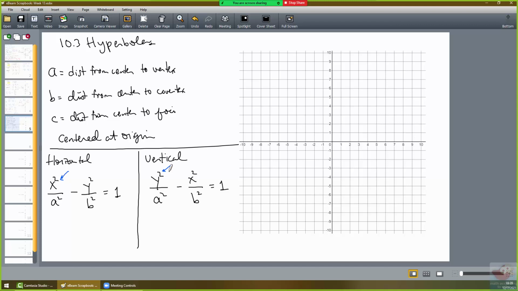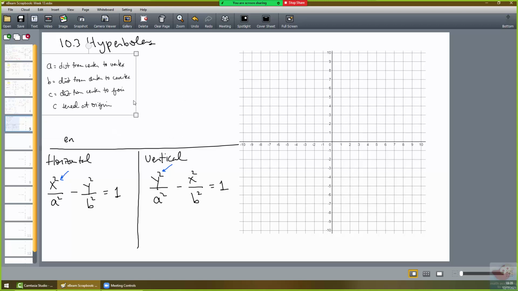Now, as far as what a hyperbola looks like, we're going to go through an entire graphing procedure, and we'll do at least 2 more of these, just to make sure you are comfortable.